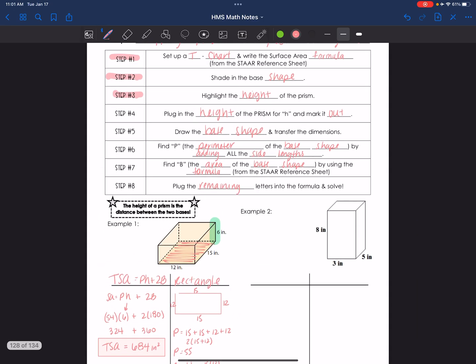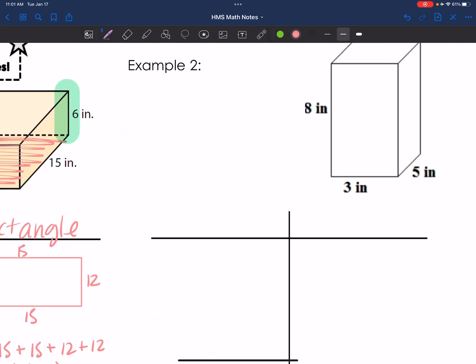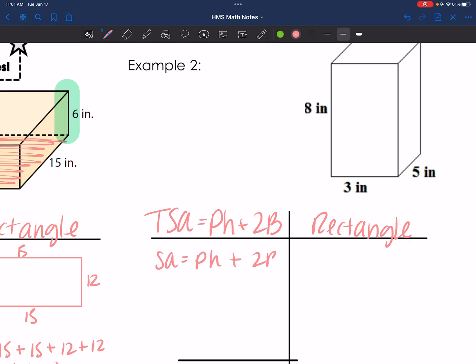Step 1, draw a T-chart and write the formula. Well, I'm finding total surface area, which is capital PH plus 2B. You know, honestly, guys, my hope is that you've written it so many times by the end of the unit that you just have them memorized, because that would just be the most perfect thing. And what shape I'm dealing with is a rectangle. A rectangular prism, or we're just going to write rectangle for short. So surface area equals PH plus 2B.